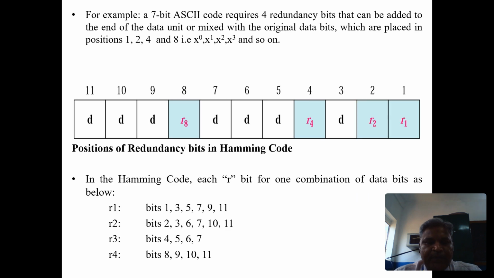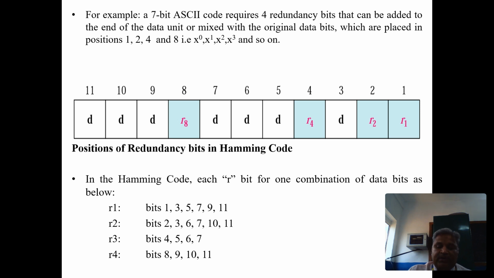Similarly for R2, we have to look at the positions 2 3 6 7 10 11. 2 we have to leave. So we have to extract the bits from 3 6 7 10 11. We have to count the number of ones, and if the number of ones is odd, we have to add a 1. If the number of ones is already even, then we have to add a 0. So 1 should be added only when the count of the number of ones is odd. 0 should be added when the count of the number of ones is even. Accordingly we find the values of R1, R2, R3, R4. Now we'll place these values among the data in the corresponding positions of R1, R2, R3, R4, and then we'll transmit the data.